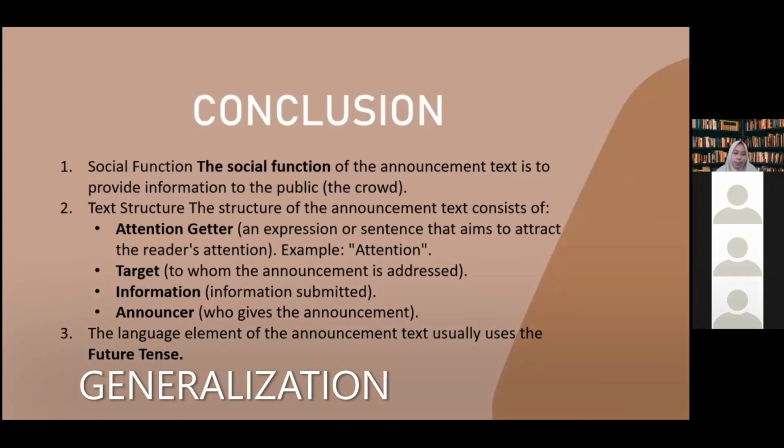Okay, I will give you some explanation to deepen your understanding about the social function, generic structure, and grammar used in announcements. The social function of the announcement text is to provide information to the public, the crowd, the society. So if you want to say something to the crowd or the public, you can make an announcement text. The text structure consists of attention gatherer, an expression or sentence that aims to attract the reader's attention, for example, "attention" or "announcement." And then the target, who the announcement is for.